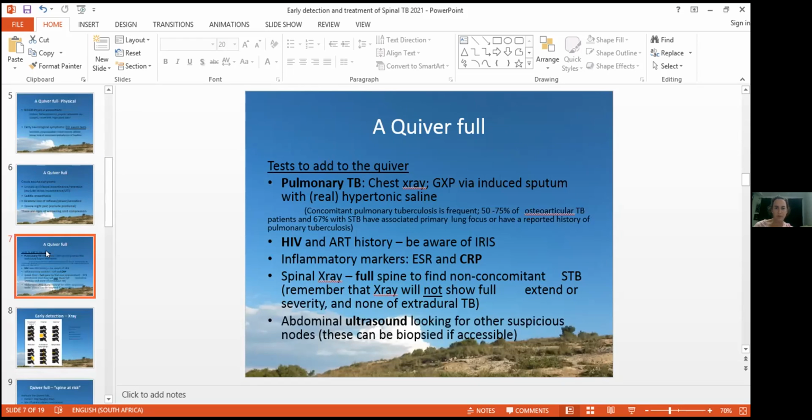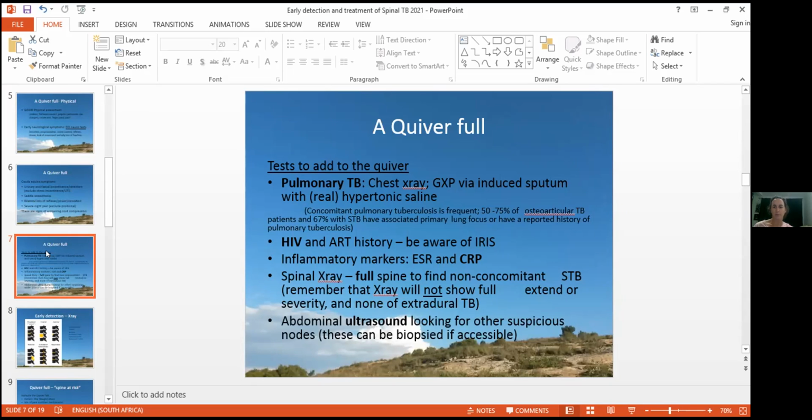And then there are a few tests to add to the quiver, and these have been mentioned already. So if you are thinking perhaps this back pain or this spinal pain is atypical, or you have reason to be concerned, and normally it's a good idea to know what a normal back pain and a normal course of healing would look like, then you can add looking for pulmonary TB. When you do a spinal x-ray for someone who is suspected TB spine, do a chest x-ray as well, because typical changes on chest x-ray are going to help you to add that to your thinking about TB itself.